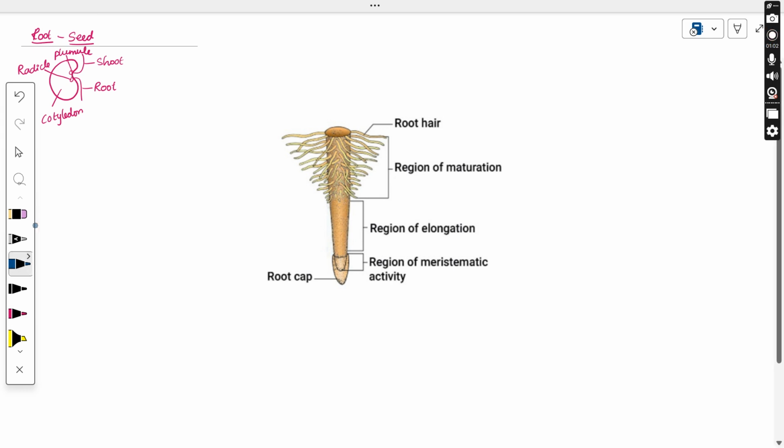These regions are actually covered with a layer or sheath-type structure. The radicle is covered with a layer, and the plumule is also covered with a layer. The layer which covers the radicle, we call it coleorhiza. So radicle, root, rhiza; you can remember it that way. The plumule is covered with one more layer, which is called a coleoptile, the layer which surrounds the plumule. These roots grow, as you can find in seed germination, from the radicle.